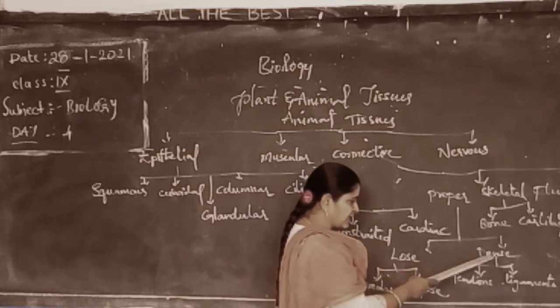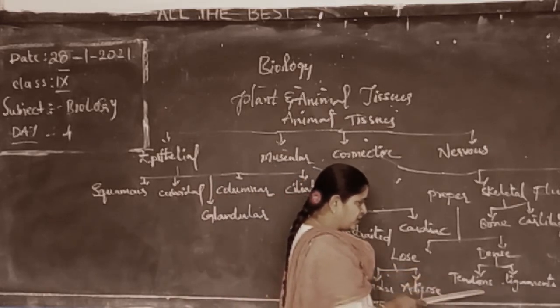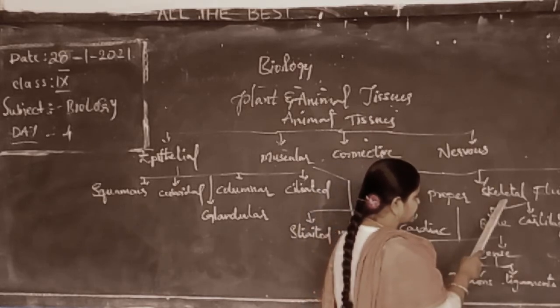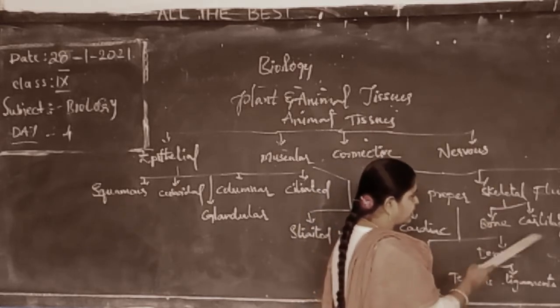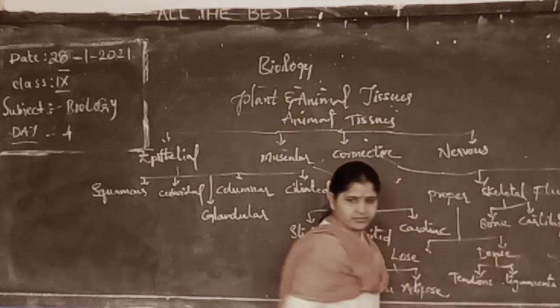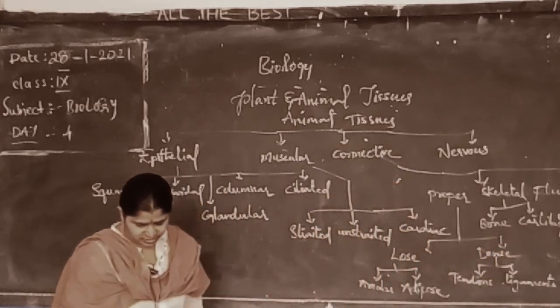And dense tissue is again divided into tendons and ligaments. Okay, and then this skeletal tissue is again categorized into bone and cartilage. Fluid tissue is again divided into blood and lymph. This is the total epithelial tissues.